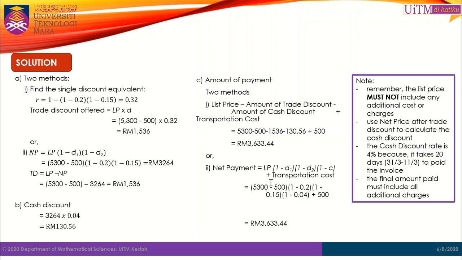And then plus any additional charges. So in this case, the additional charges is the transportation cost. So you have 5300 minus 500 multiplied by (1 minus 0.2), same as before. So you get again the value here to be 3633.44, same as the previous solution. Okay, so that is how you solve the problems related to trade discount and cash discount concepts. All right, so hopefully this will clear some of your confusion so that you can get some ideas on how to solve the problems related to these topics.